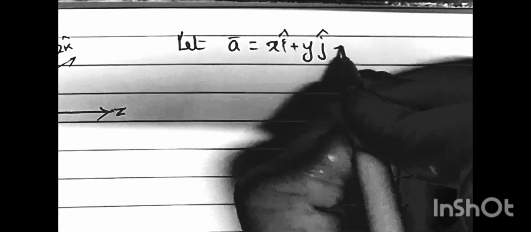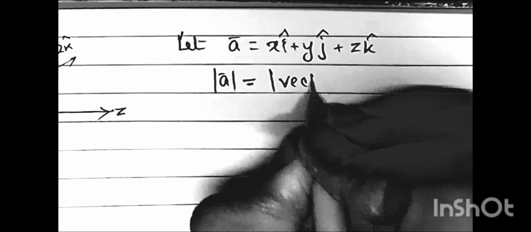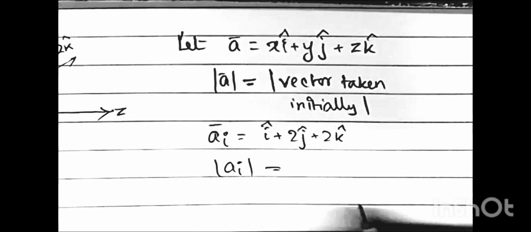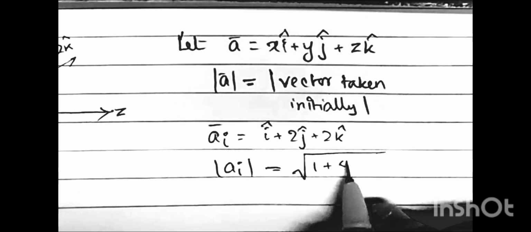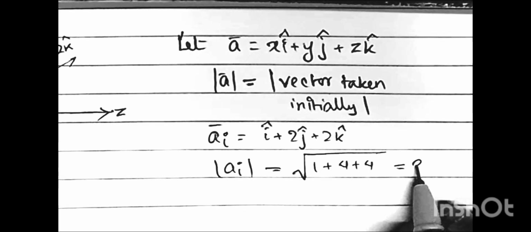So I have got a vector a, and I assume it to be x i cap plus y j cap plus z k cap. Now since it's the original vector which I rotated, the magnitude of a is going to be equal to the magnitude of the vector taken initially. So the initial vector, I'm going to say that to be a initial, was i cap plus 2j cap plus 2k cap, and the magnitude of this vector, I believe, was the square root of 1 plus 4 plus 4, that is, it was 3.